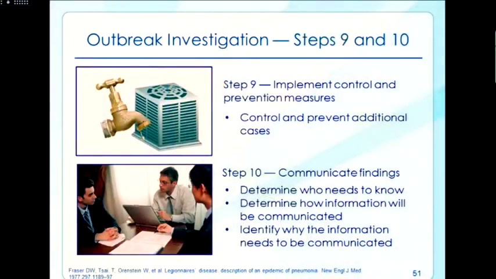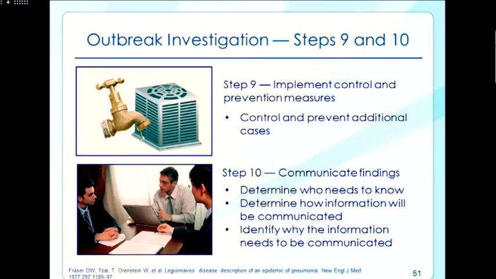After the cause of the outbreak was identified, investigators moved on to step 9. To minimize the growth of the bacteria that causes Legionnaires' disease, controls were implemented, such as chlorination of water and testing of industrial air cooling systems.